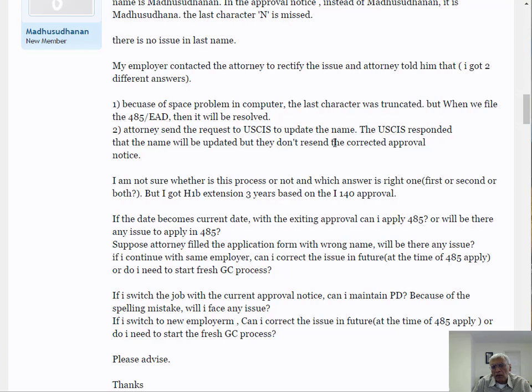Normally, again, Madhusudanan, just because there's a minor error in the name should not take away your priority date or your right to use that approval, the I-140 approval, beneficially. And you should be able to beneficially use your priority date. I don't think the spelling mistake should cause a problem. It might cause some questions, but ultimately you are the same guy, just an alphabet missing.